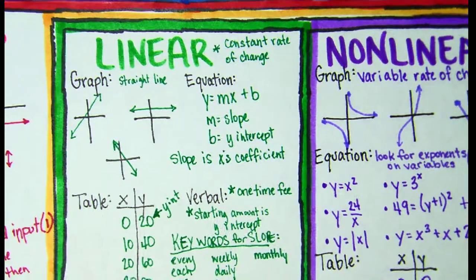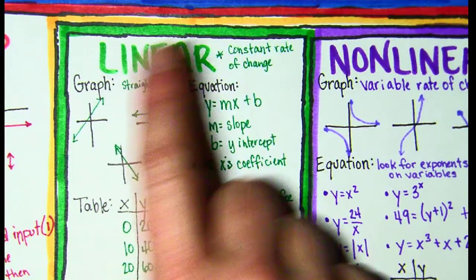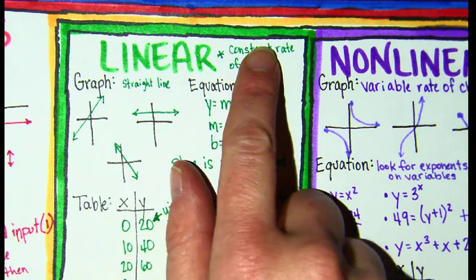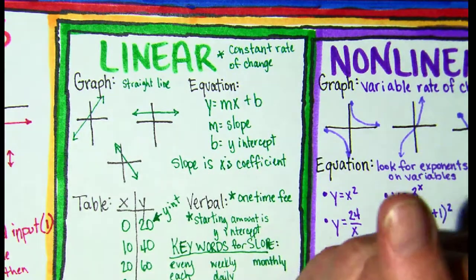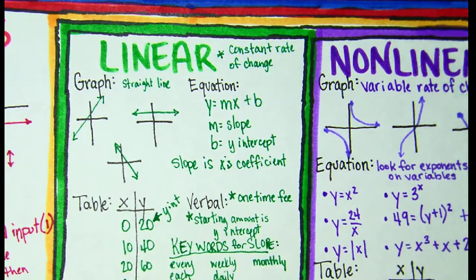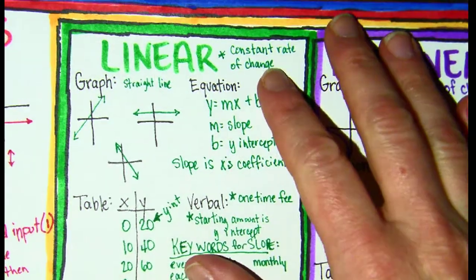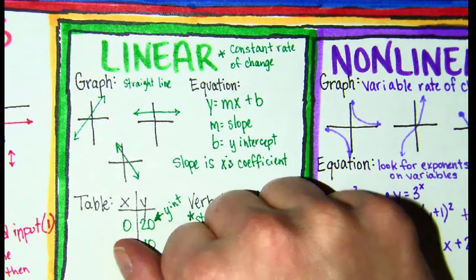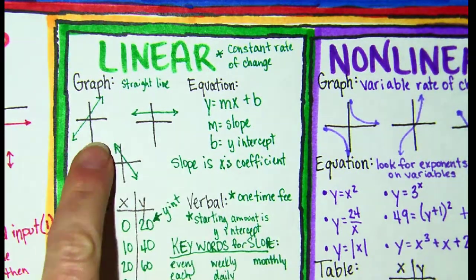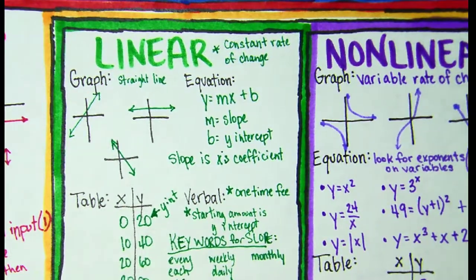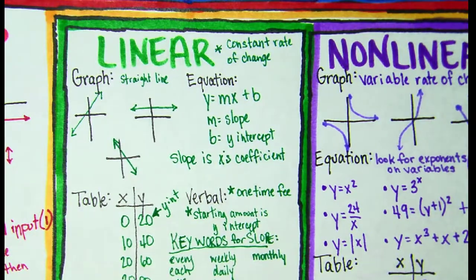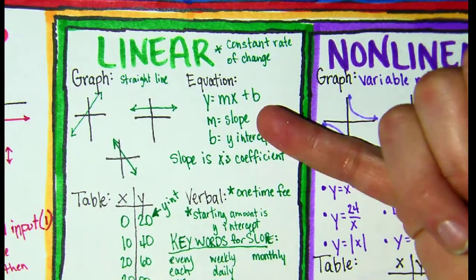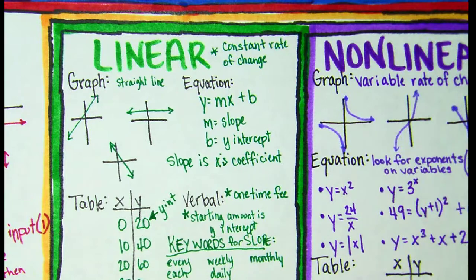Linear. What makes a function a line is that it's got a constant rate of change, meaning that its slope stays the same, and that makes it into a line when you graph it. So a straight line is what it looks like as a graph. It could be a positive slope, a zero slope, or a negative slope. y = mx + b. m is the slope, b is the y-intercept.